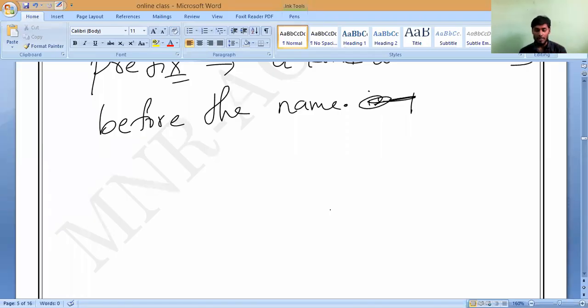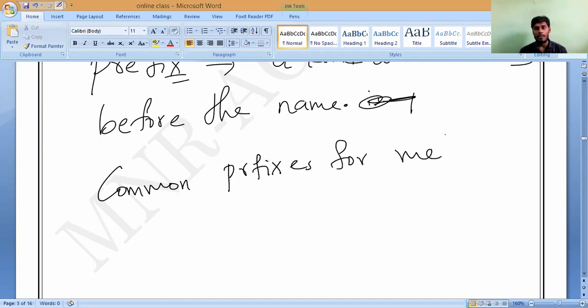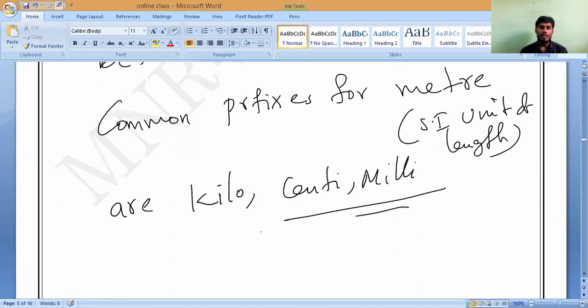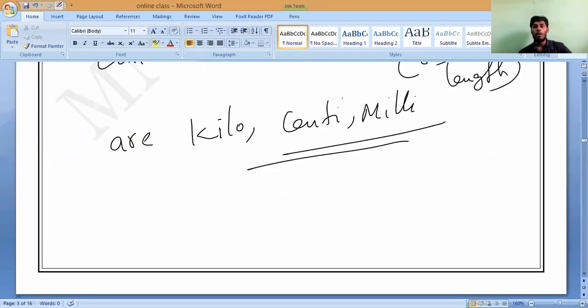But if you want to measure big lengths, or small lengths, then we need bigger units and smaller units. So we will add a few prefixes to the meter. These are the common prefixes for meter. Meter is the SI unit of length. Understand? They are kilo, centi, and milli. These are the prefixes we will use before meter.